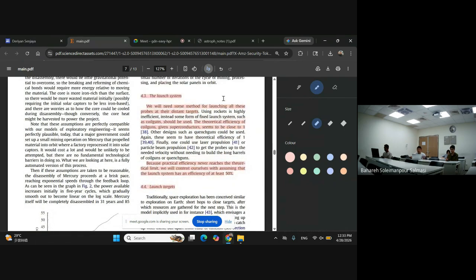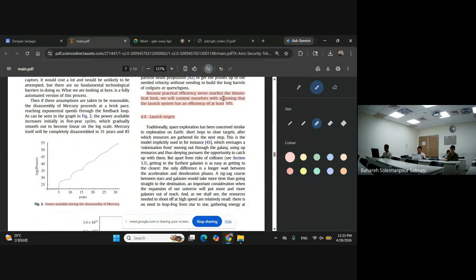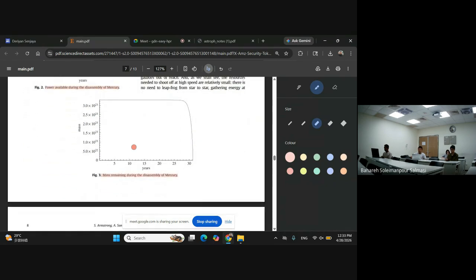And then to launch the probe, they also discuss the launch system. The power you need to disassemble for the Dyson sphere gets higher and higher from year to year, and the mass remaining during the assembly of the Dyson sphere gets lower and lower because it's disassembled, but it takes a long time to do that.